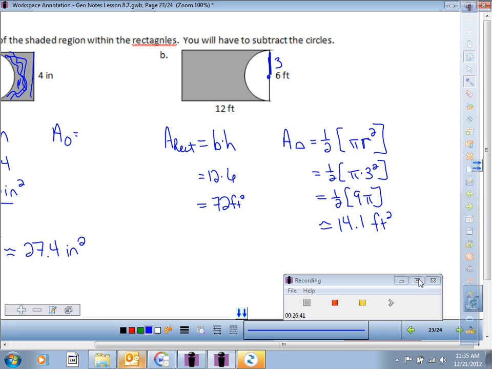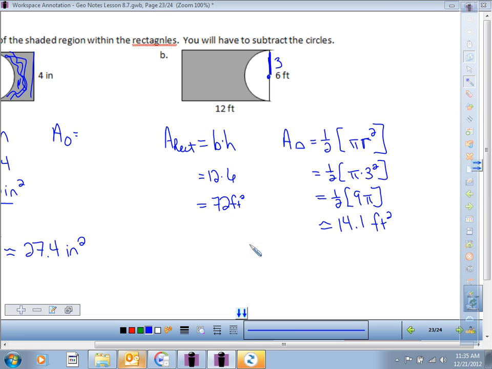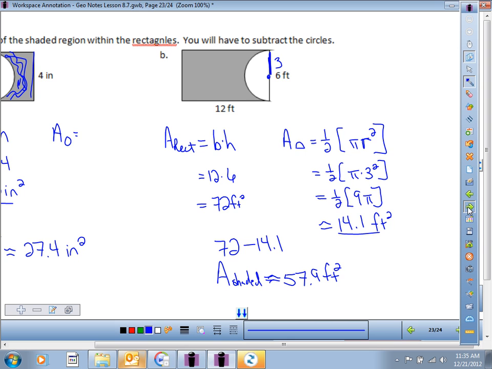Again, to find the area of what's left here, we're going to take the 72 minus the 14.1, and you get an area of 57.9. So the area that's left, the area that's shaded, is approximately, because we rounded here, 57.9 square feet. Right. So that's it for that.